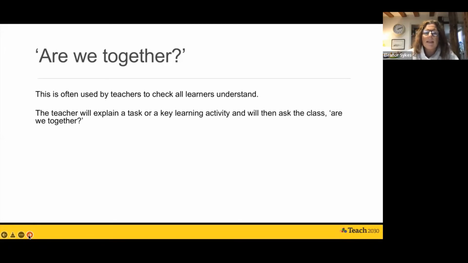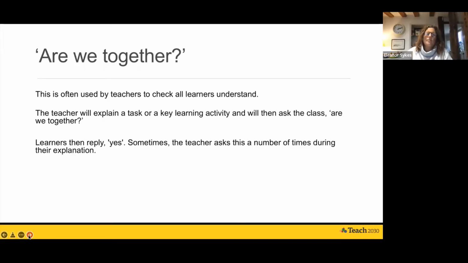The teacher will explain a task or a key learning activity and will then ask the class, "Are we together?" And the children go, "Yes." So they might say, "Today I want you to do X and Y, are we together?" And the class go, "Yes." But my question for you is, does that really tell the teacher that the children understand? Does it really show them where the issues might be? Is it really very effective? Learners then reply, "Yes." Sometimes the teachers ask this a number of times during their explanation.